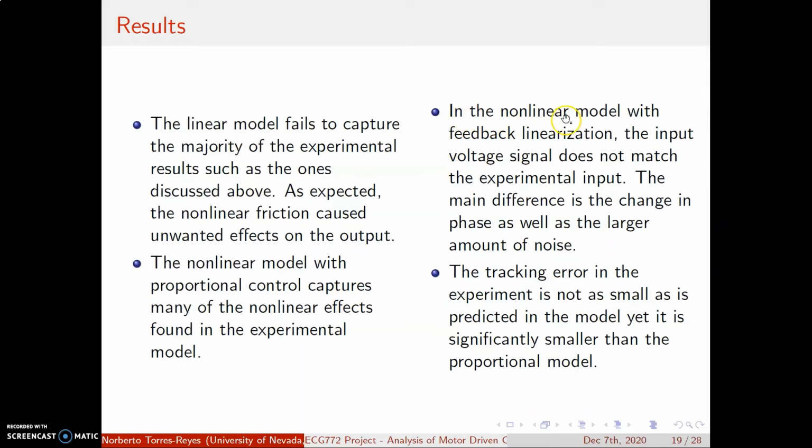In the nonlinear model with feedback linearization, the input voltage signal does not match the experimental input. We'll see that in a bit, but that was the only difference between the model and the actual experiment: the voltage input didn't really look like how it was shown in the model. It probably could have been due to noise or maybe some other dynamics not included. And the tracking error in the experiment is not as small as it shows in the model, but it's still significantly better than the proportional control model.